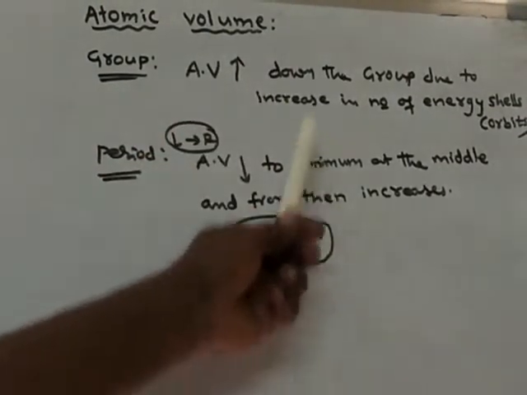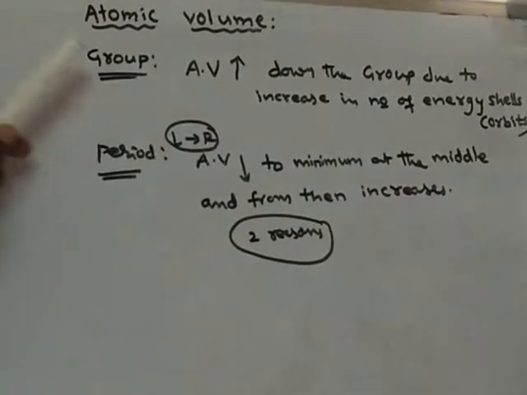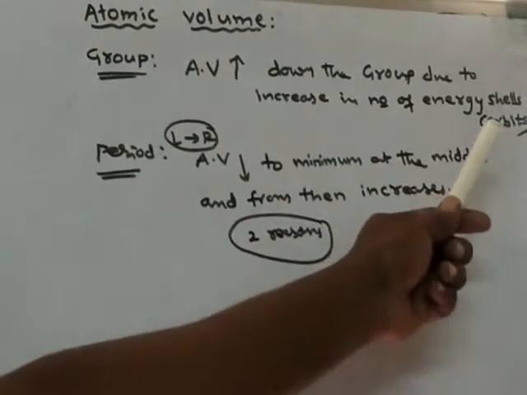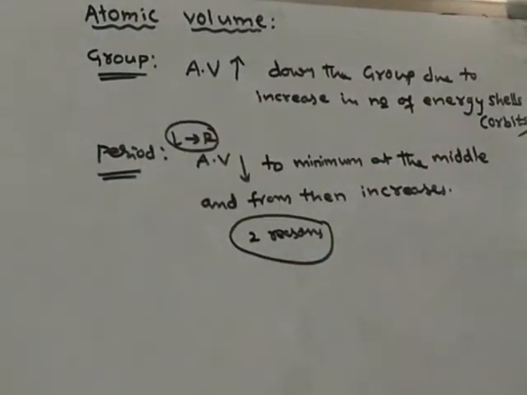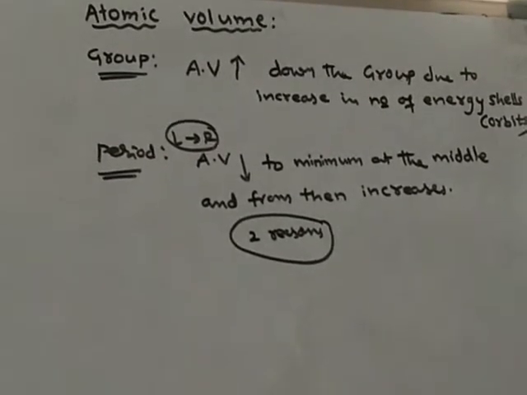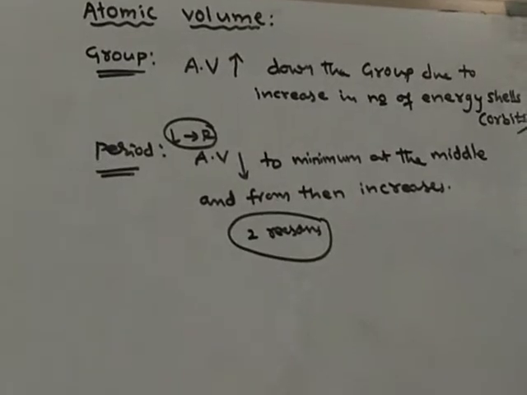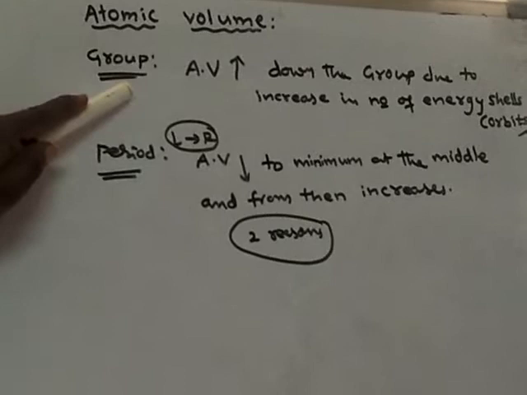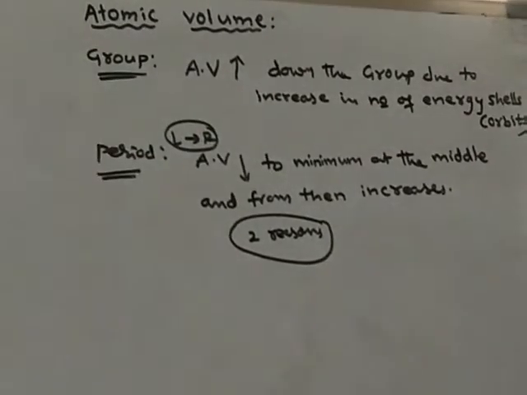Why? Because as we move down the group, the number of energy levels or number of shells are increased. So when the number of shells or orbits are increased, the size of the atom increases, thereby the atomic volume also increases. So in this way, down the group, atomic volume increases.